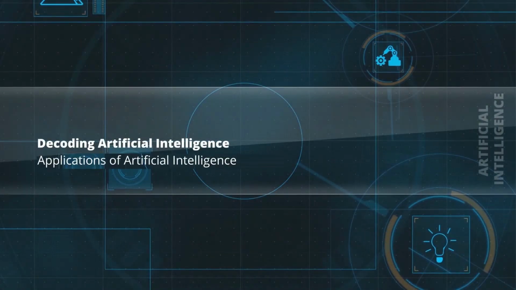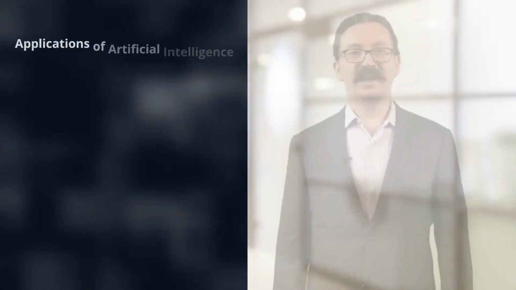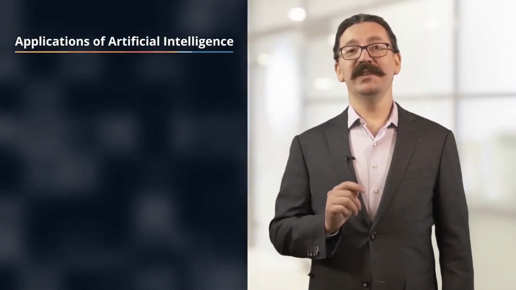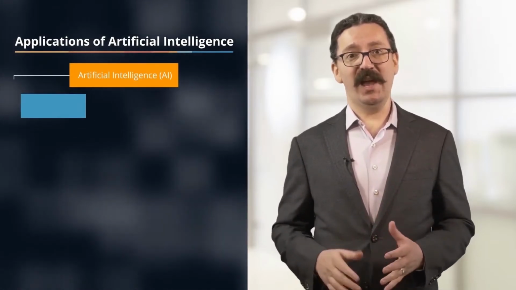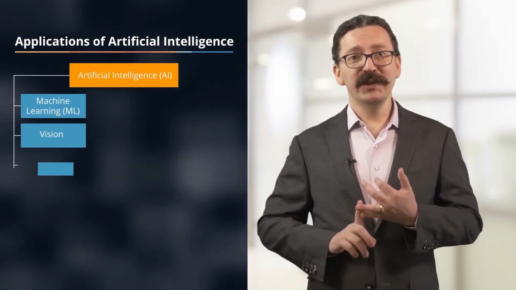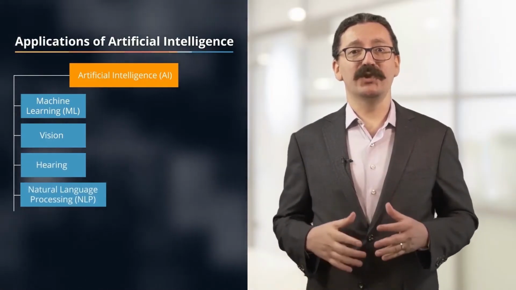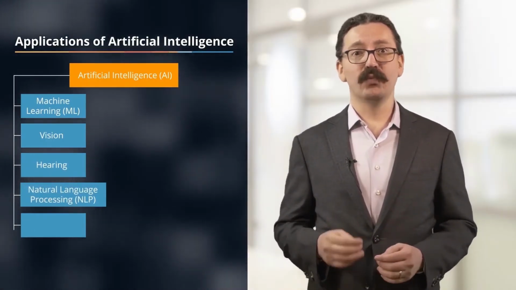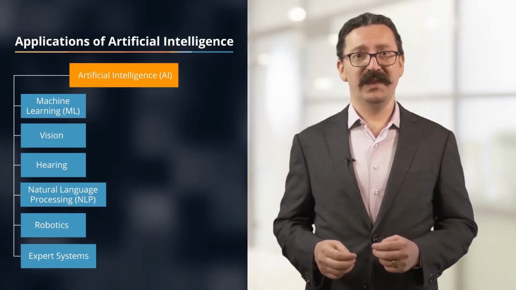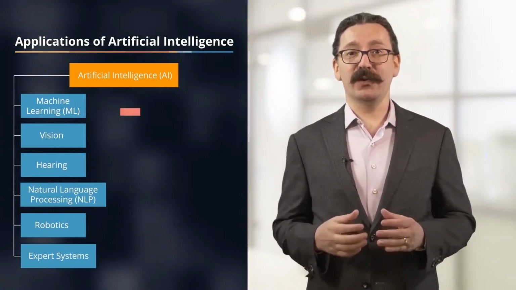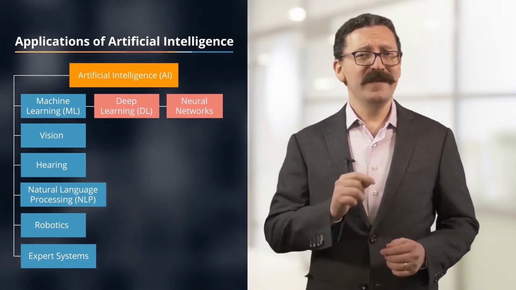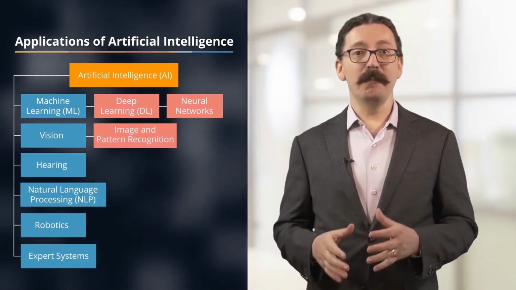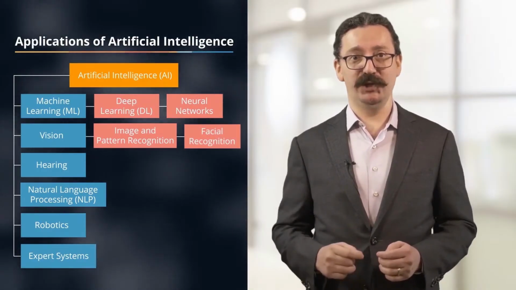Applications of artificial intelligence. Let's proceed to take a look at the different applications of AI. Within AI, we have machine learning, vision, hearing, natural language processing, or NLP, robotics, and expert systems. Machine learning is further categorized into deep learning and neural networks. Within vision, there is image and pattern recognition and facial recognition.